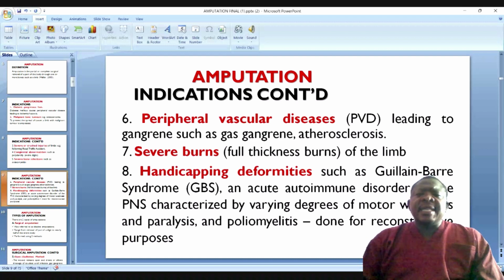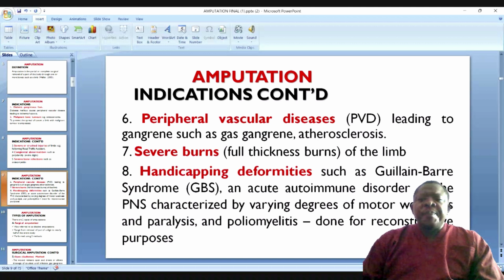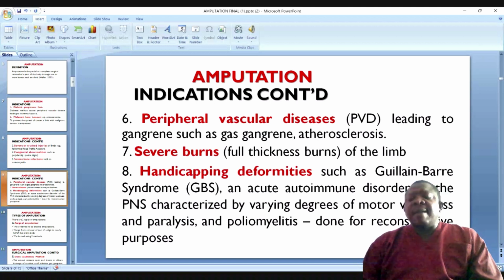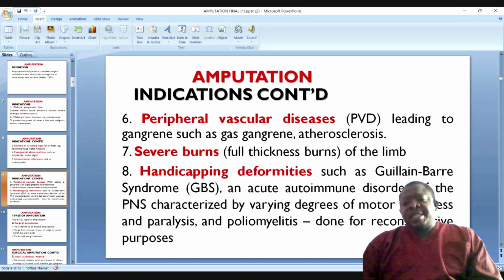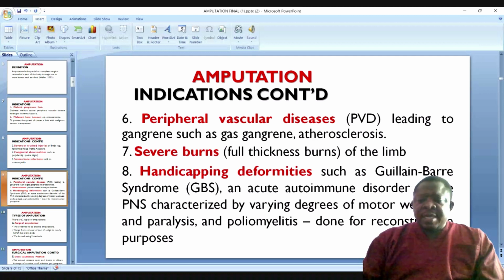Okay, the eighth indication for amputation is handicapping deformities, such as Guillain-Barre syndrome. This is an acute autoimmune disorder of the peripheral nervous system that is characterized by varying degrees of motor weakness and paralysis. We see also in poliomyelitis where amputation can be done for reconstructive purposes.